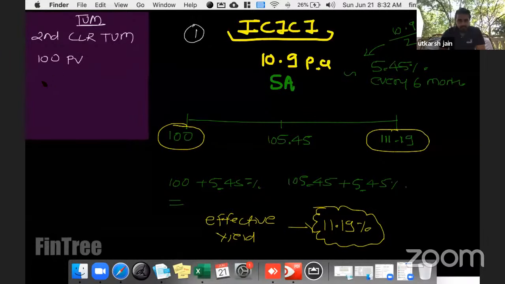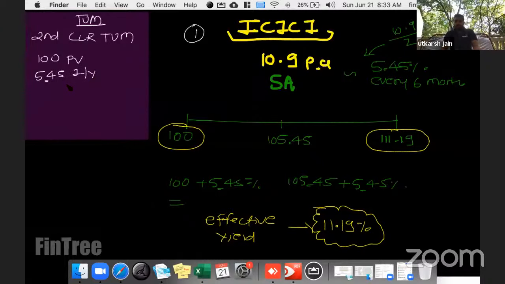Then press 5.45 as your IY. That is the true trick here. Even though the rate given to us is 10.9, we don't use that. We use 5.45 as IY because that's the true rate. That's how much we are earning every season. And since we're investing for 1 year and there are 2 seasons of 6 months in 1 year, 2 is going to be your N.